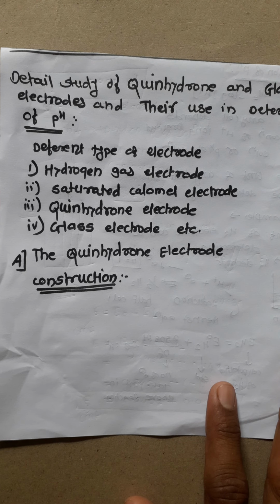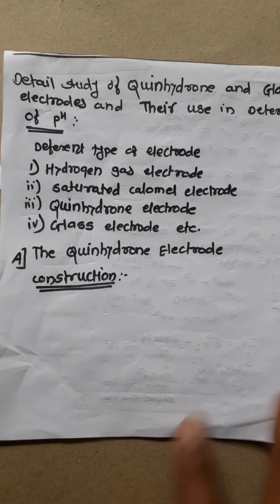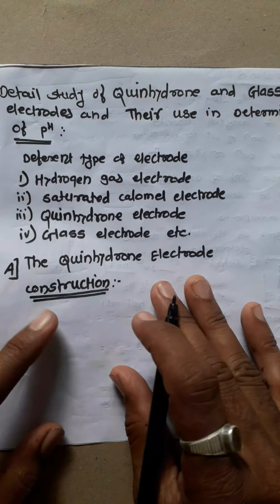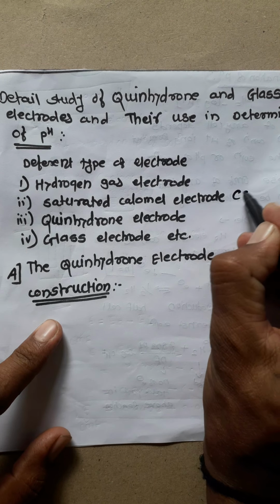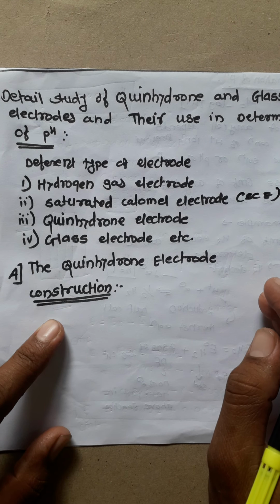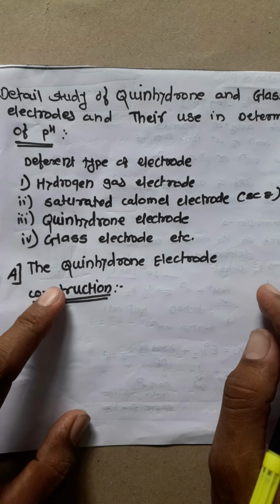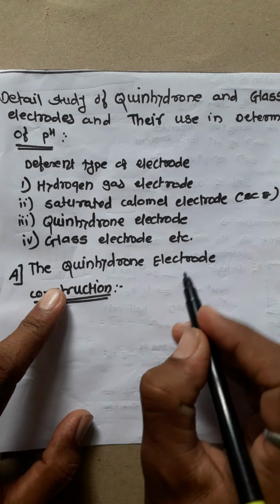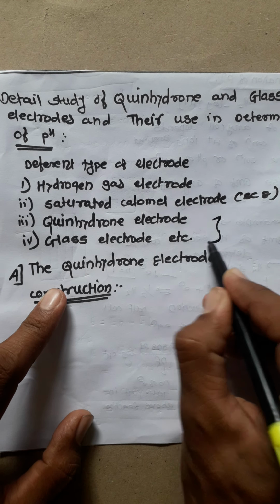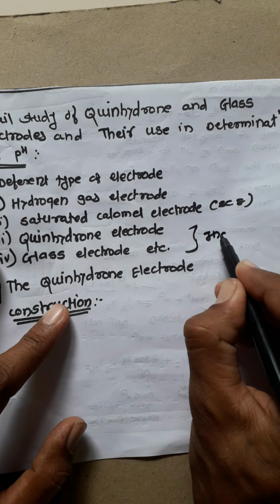Now, the different types of electrode. The first electrode is the hydrogen gas electrode. The second is the saturated calomel electrode, also called SCE. Next is the quinhydrone electrode, and the fourth one is the glass electrode. All these four types of electrode are called indicator electrodes.